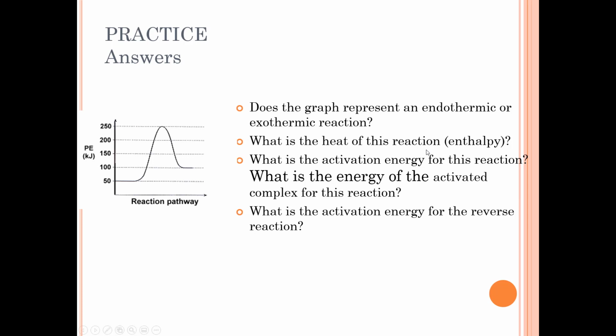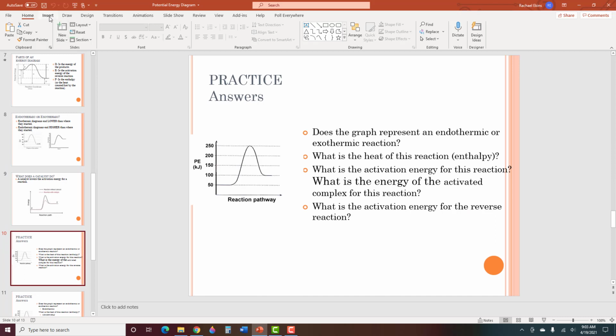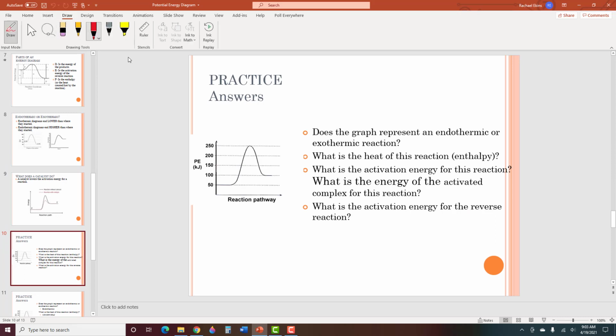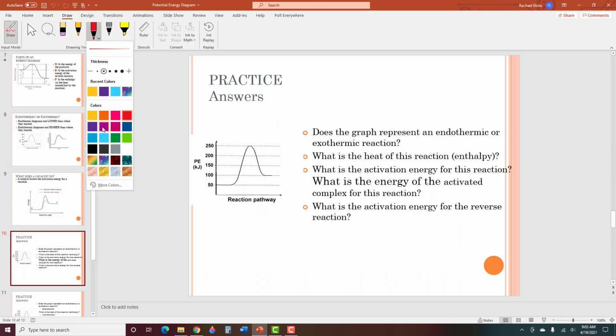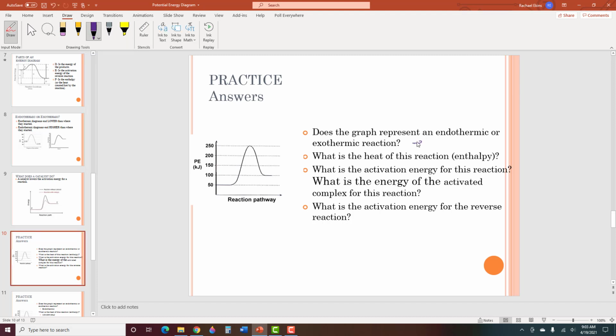What is the heat of this reaction? That's the enthalpy. So the enthalpy, it's really important that you always do products minus reactants. Okay, products minus reactants. I'm actually going to exit this and get a pen. There we go. And let's do purple. All right, so this one here was endothermic.